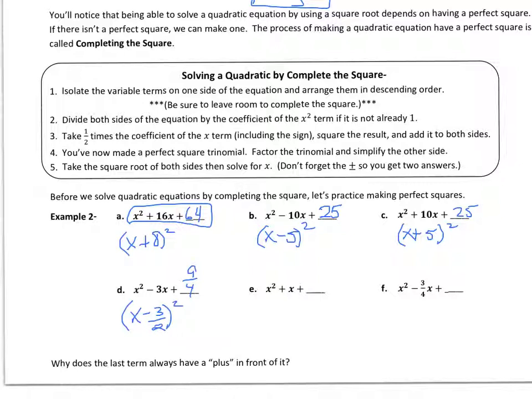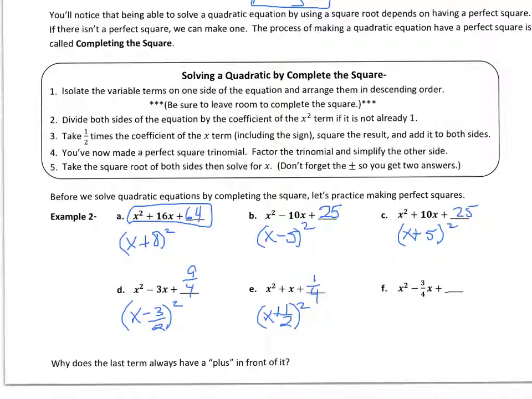Okay? All right, so look at part E. So if there's no number out front, we assume it's a 1. What's half of 1? 1 half. So we go plus 1 half, and what's 1 half squared? 1 fourth. Good. And so again, x squared plus 1 fourth is a perfect square trinomial, and it's x plus 1 half squared. Okay. So far so good?